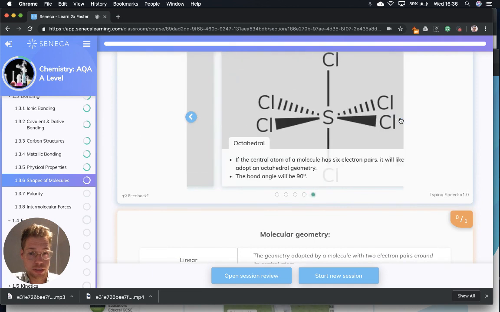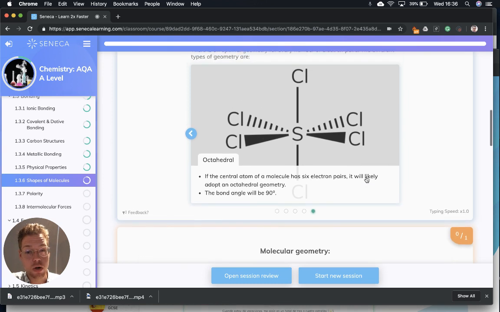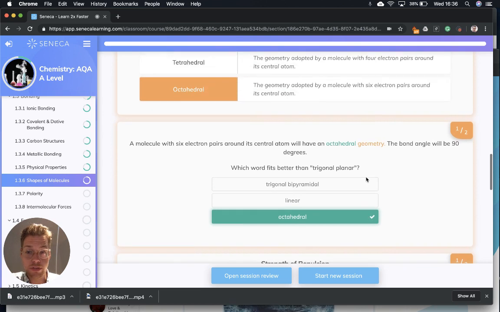Octahedral. Octahedral is if the central atom of a molecule has six electron pairs, it will likely adopt an octahedral geometry, and the bond angle will be 90 degrees. An example is SCl6. So those are the different geometries you need to know.